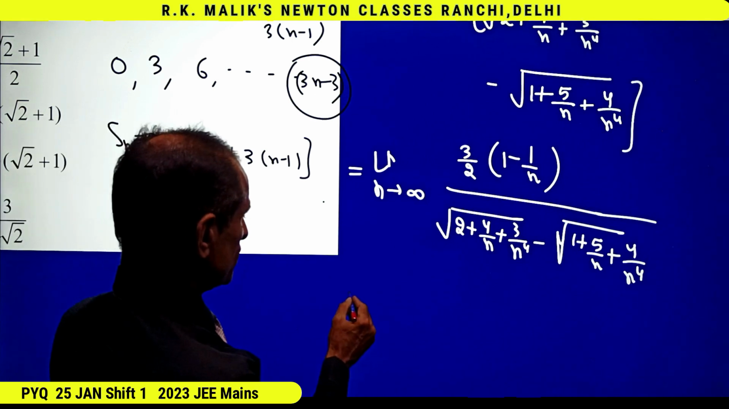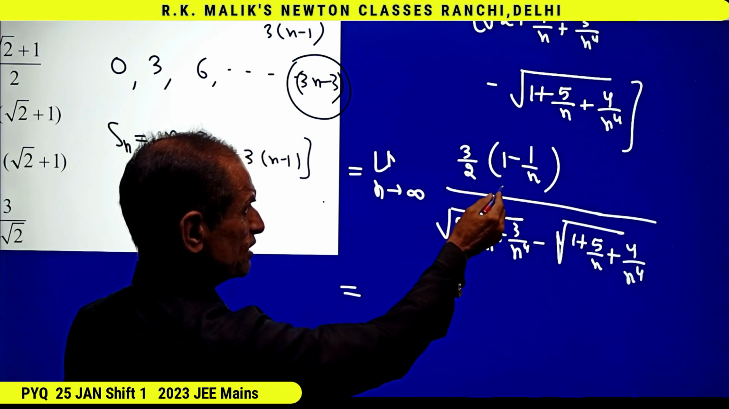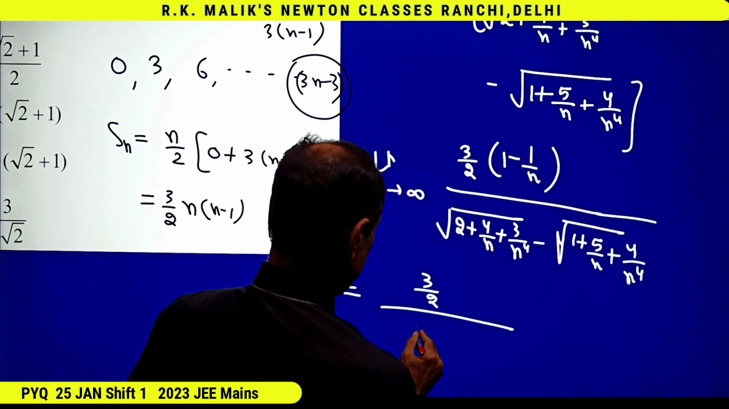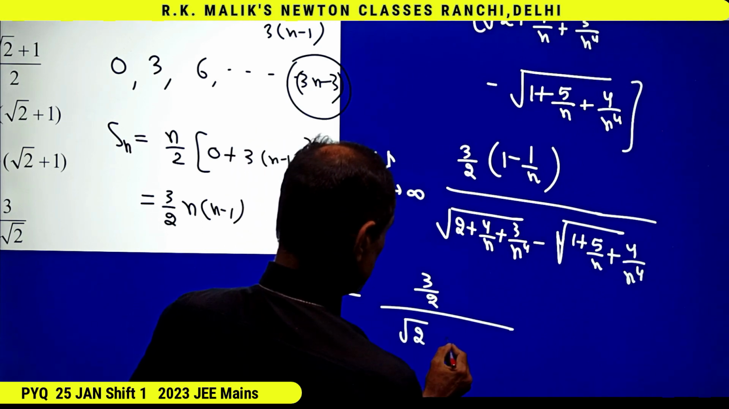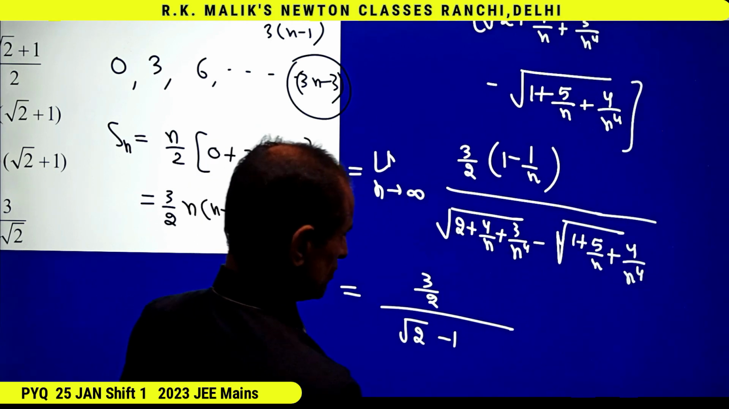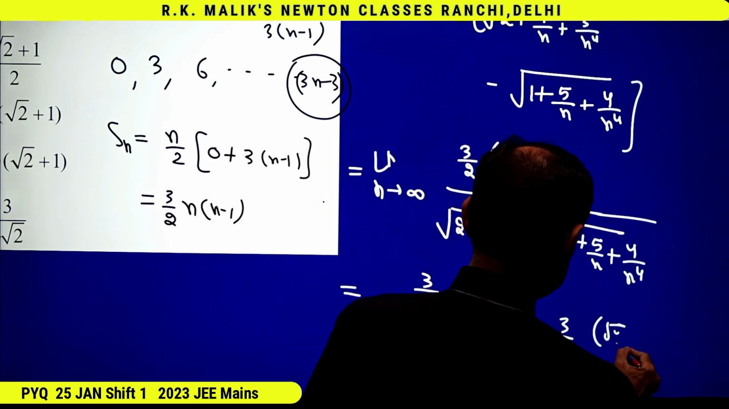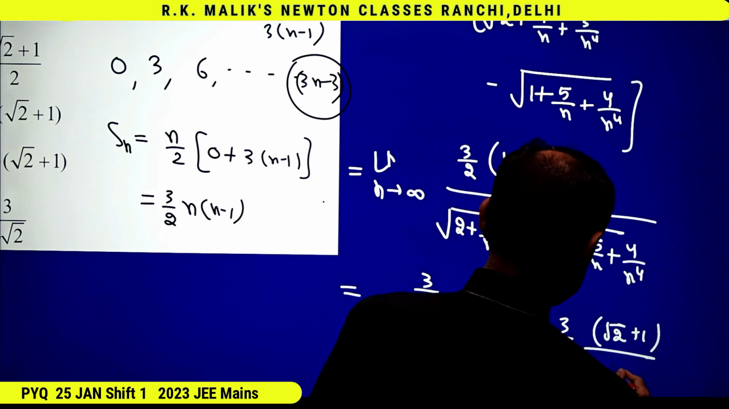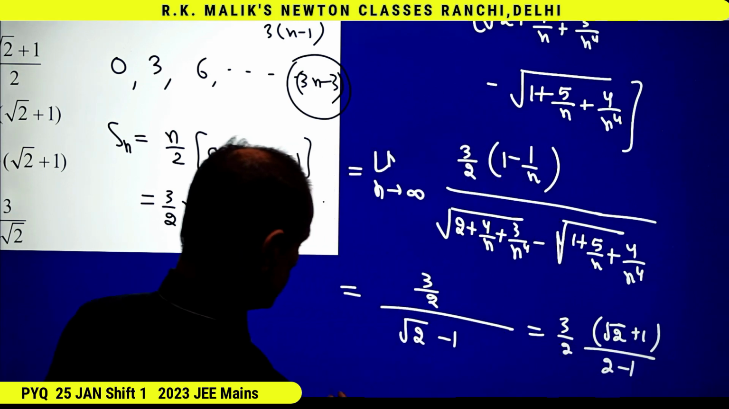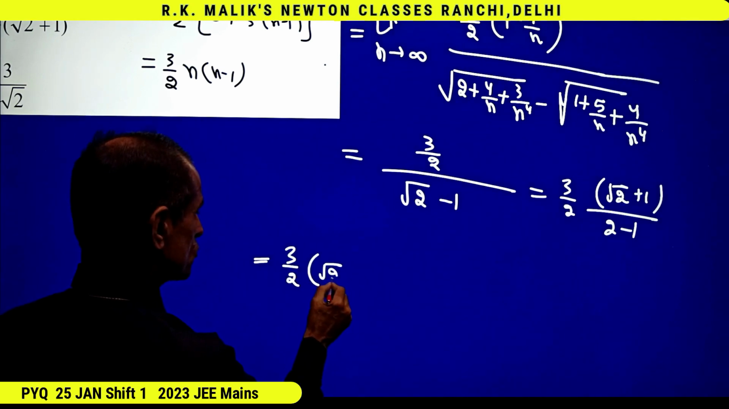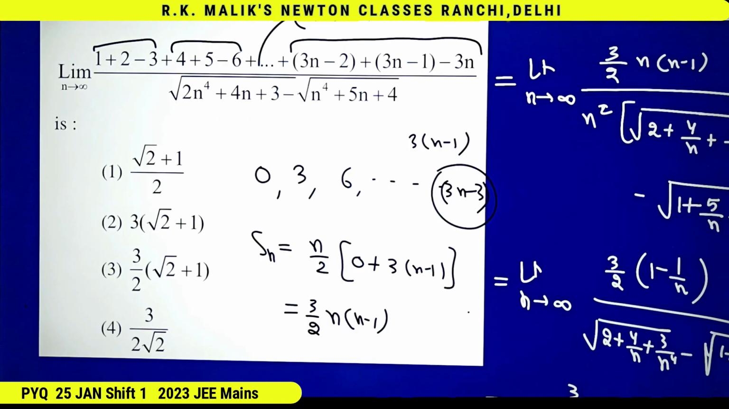And now it is clear that as n tends to infinity, the numerator tends to 3 by 2 and the denominator tends to root 2 minus 1. That is, I get 3 by 2 into root 2 plus 1 upon 2 minus 1. Therefore, the answer is 3 by 2 into root 2 plus 1. Hence, I can say the third choice is the correct choice.